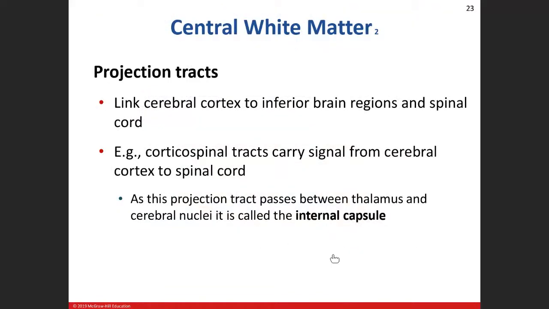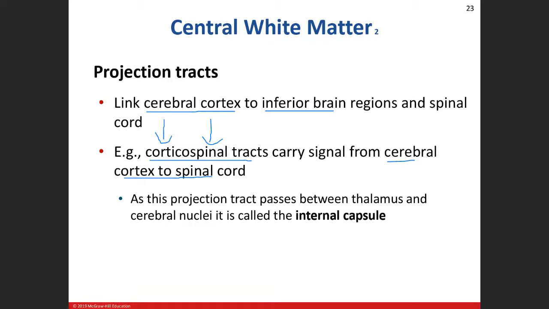All right, so the third type of tract is the projection tract. You've got ones that go side to side, front and back, but what about up and down? Well, here you go. Here are the projection tracts. These guys are going to go from the cerebral cortex, that gray matter, to the lower parts of the brain and to the spinal cord. So to the inferior brain regions, and then they'll also go down to the spinal cord. We give them special names like corticospinal tract. It tells you it originates in the cerebral cortex. Where does it go? To the spinal cord.